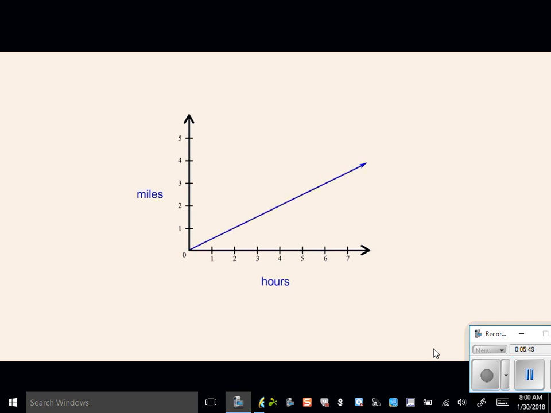We see that in the beginning, when the elapsed time is 0, the tortoise's distance from the starting point is also 0. After that, since he is traveling at a constant speed, his distance increases linearly as a function of time. Since the tortoise's speed is 1/2 mile per hour, after 4 hours, he has traveled 2 miles.